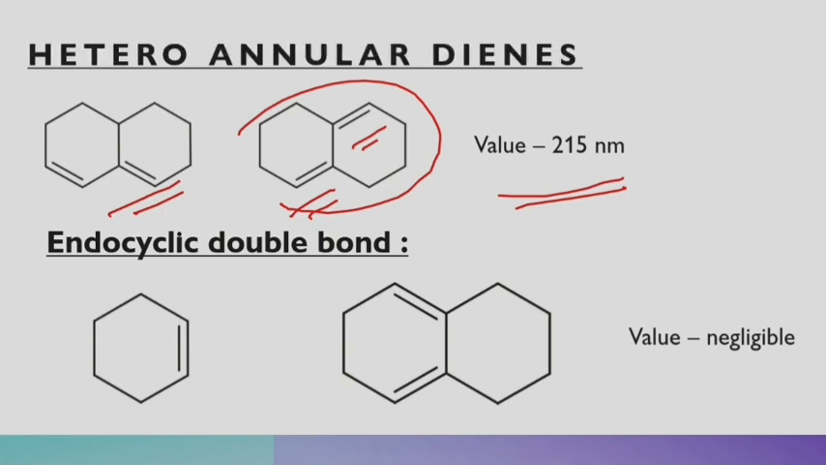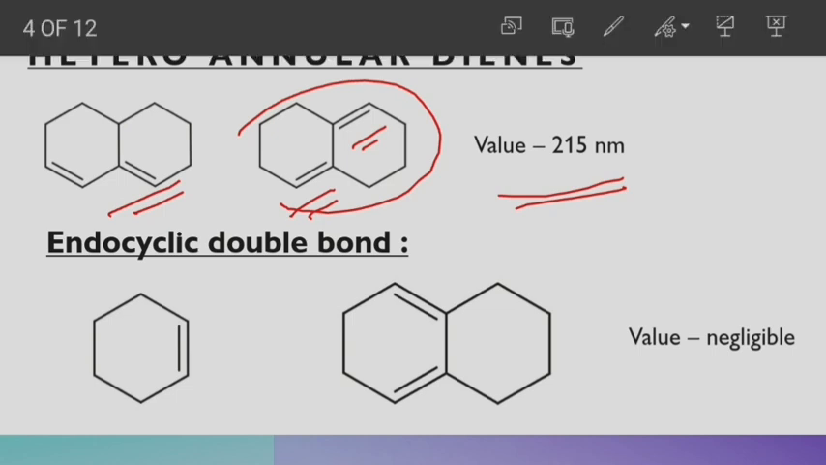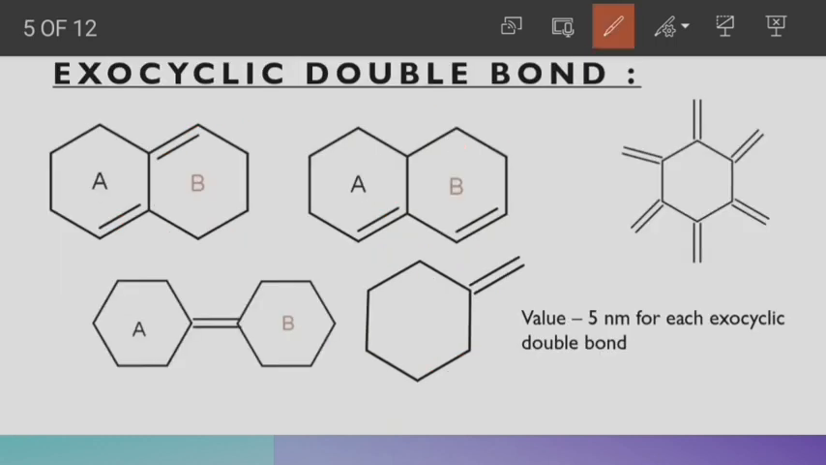Now coming to the next point, the endocyclic double bond. If a double bond comes under the fused ring like this, then it's called an endocyclic double bond. This is also an example of an endocyclic double bond. As you can see, both double bonds are present in the same ring in these positions. An exocyclic double bond is just outside of the ring, like this. Now take a look at this structure. All of the double bonds are just outside of the ring at these positions.